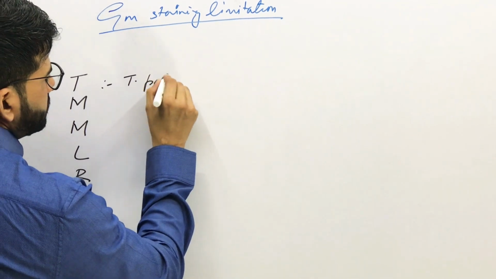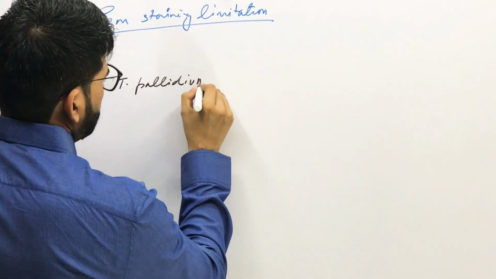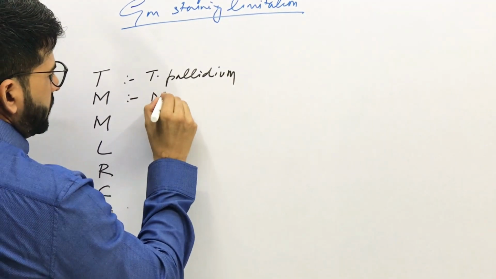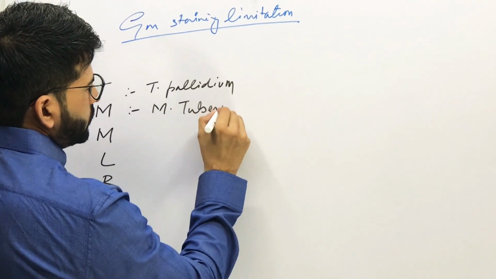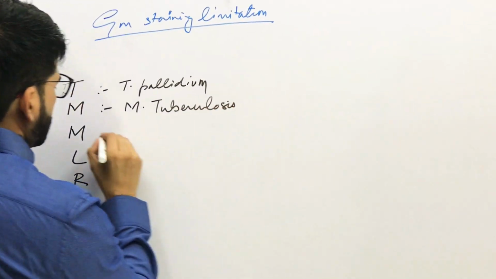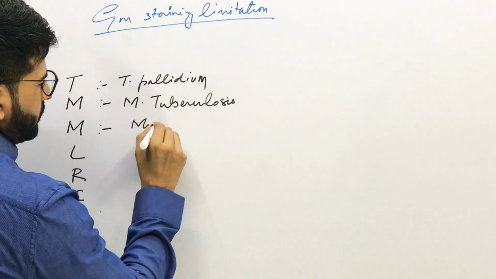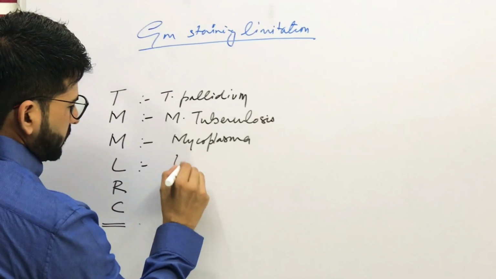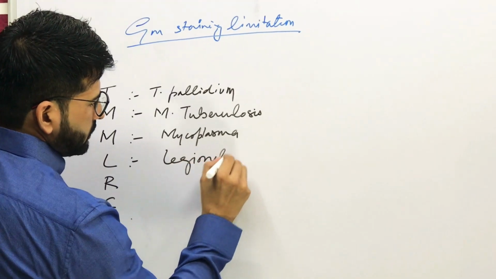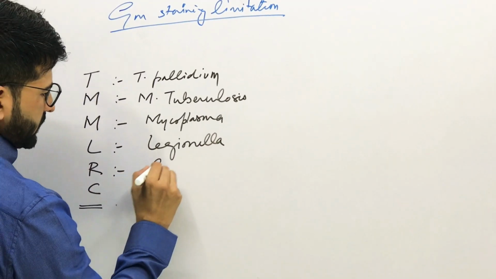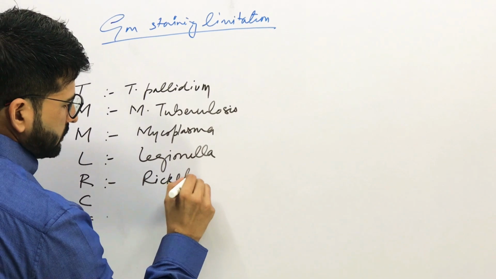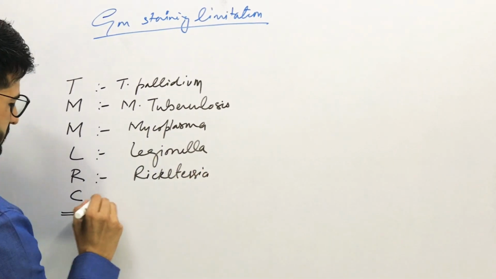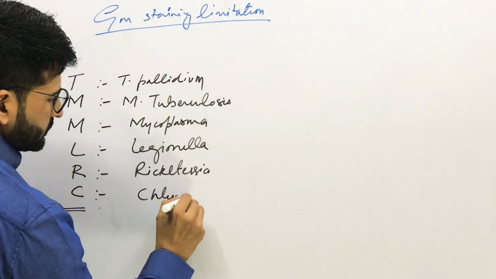Treponema pallidum. M stands for Mycobacterium tuberculosis. M stands for Mycoplasma. L stands for Legionella. R stands for Rickettsia. And C stands for Chlamydia.